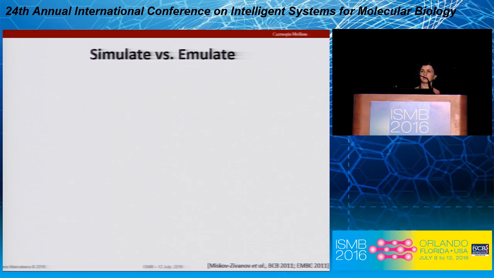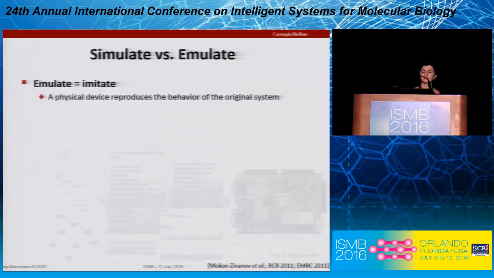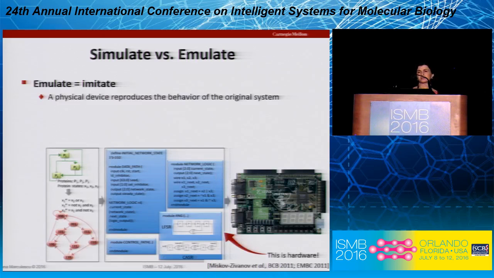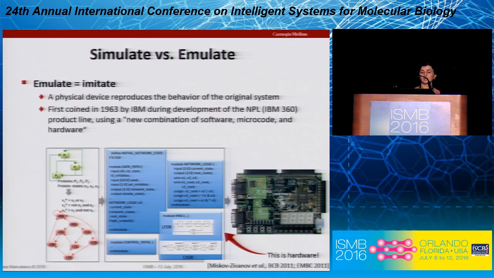Emulation, on the other hand, tries to imitate a certain system behavior. So it's a physical device that basically reproduces the behavior of the original system, and it was originally developed by IBM. It's usually done whenever we try to build new hardware or large-scale computing systems that we cannot afford to even simulate, because the difference between real-time operation and simulation is orders of magnitude, in which case you basically emulate the behavior using something like, as I mentioned, a field programmable gate array platform.